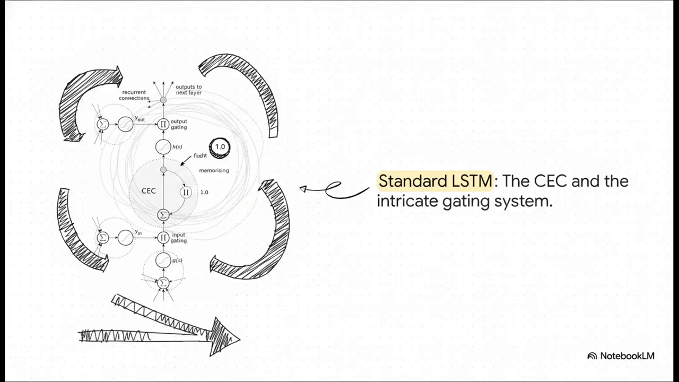Let's look under the hood at the master blueprint. Right in the center, you can see the constant error carousel spinning away with that fixed weight of 1.0. And completely surrounding it are those intricate bouncers, the input, forget, and output gates. Training this beast actually requires a really complex hybrid approach. The network components after the cells use BPTT, while the components before and including the cells use RTRL.